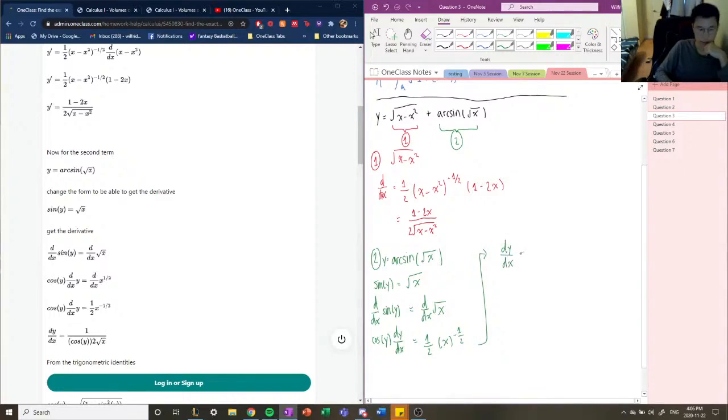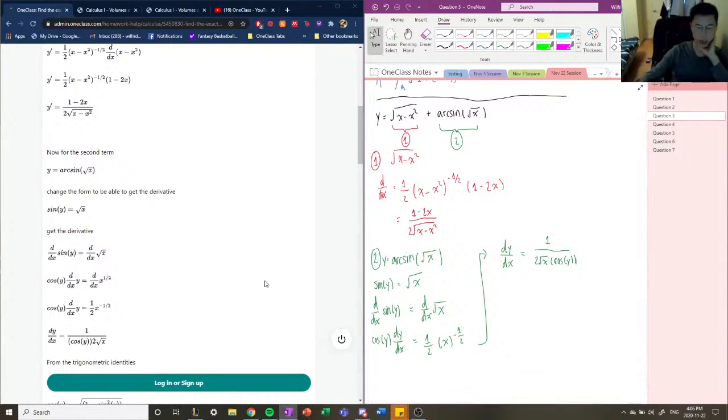We get 1 over 2 times root x, and then there's also a cos y. So we're going to get 1 over 2 times root x times cos y. Okay, so that's our dy over dx.